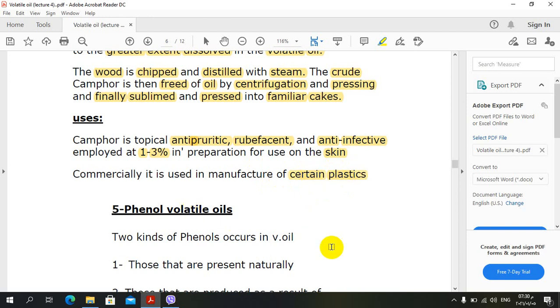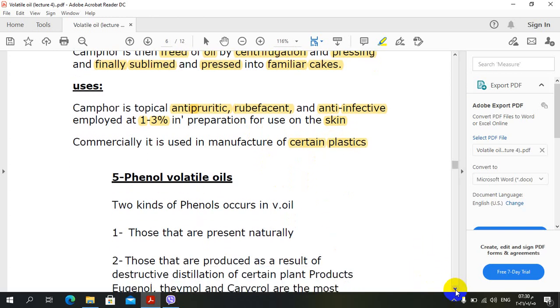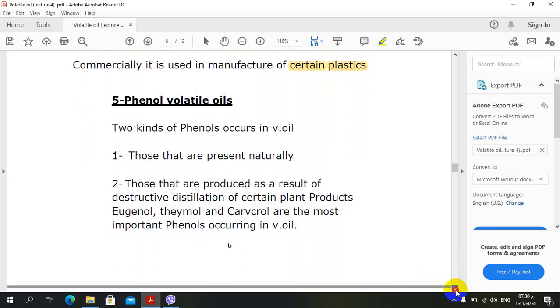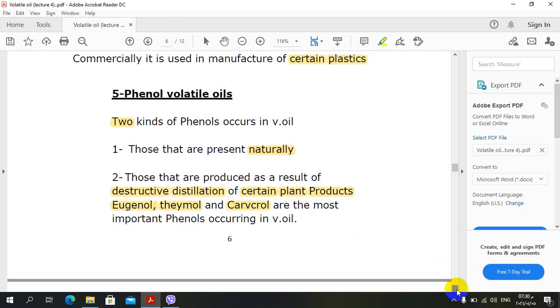Now the fifth one is the phenol volatile oil. Two kinds of phenol occur in volatile oil. First, those that are present naturally. Two, those that are produced as a result of destructive distillation of certain plant products like eugenol, thymol and carvacrol are the most important phenols occurring in volatile oil. This is the phenol part.